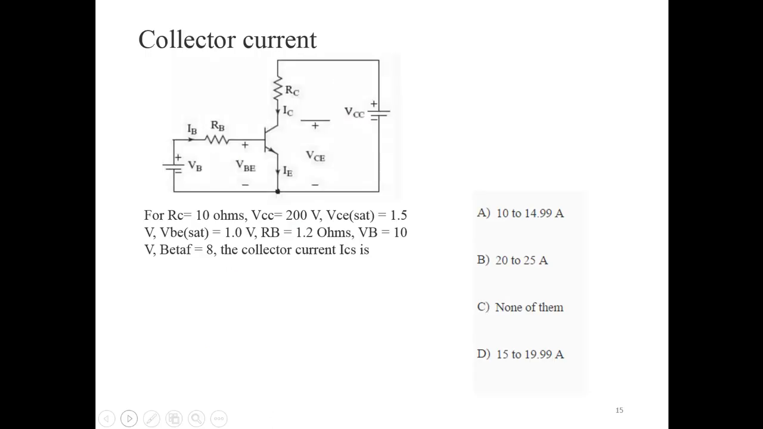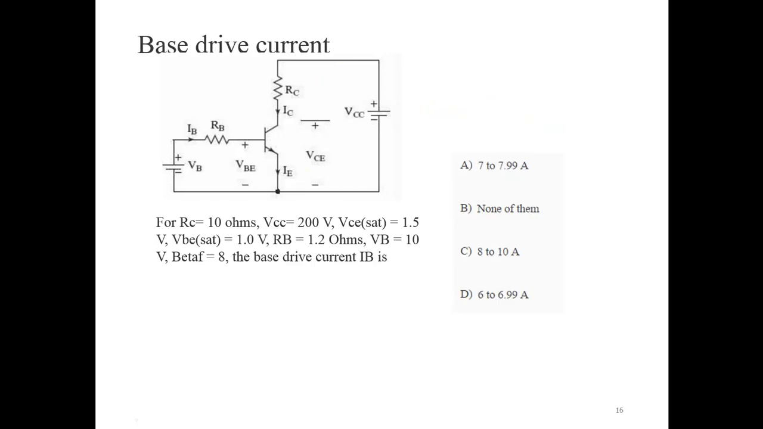Like there is an example here. We will see whether we can apply it. RC is given, VCC is given, VCE saturation is given, and they are asking for the collector current. Obviously, this will be 200 minus 1.5, divided by 10 ohms. That will be the answer, right? This is the collector current, ICS. You don't need the rest of the information. When it is saturated, we need the supply and RC, and we can find it. This is the correct answer.